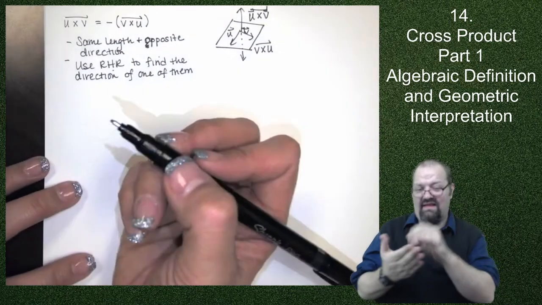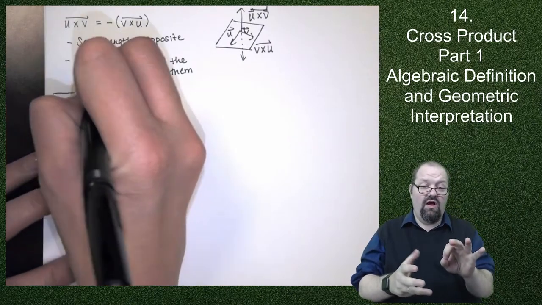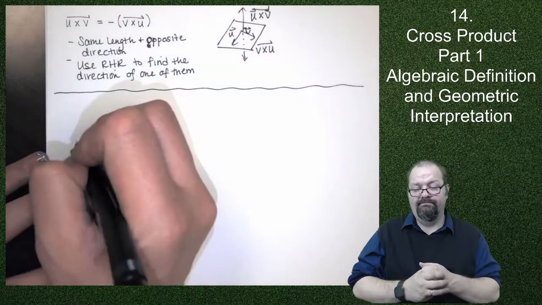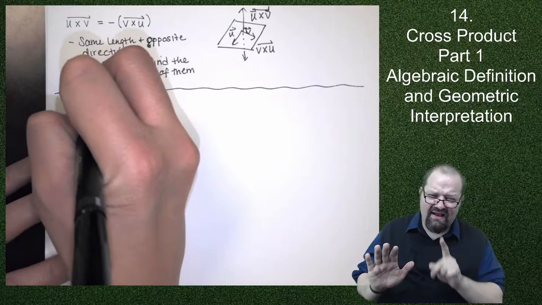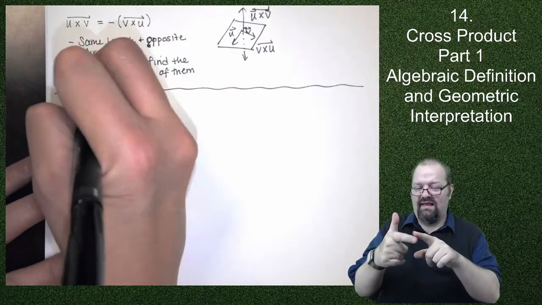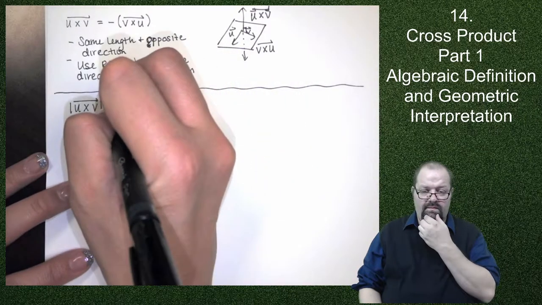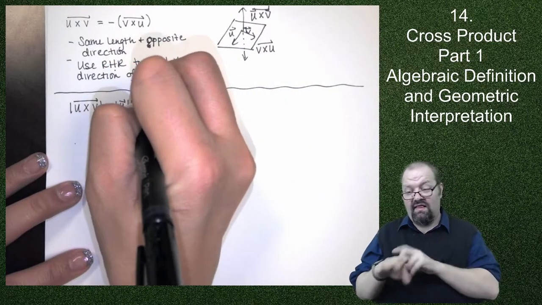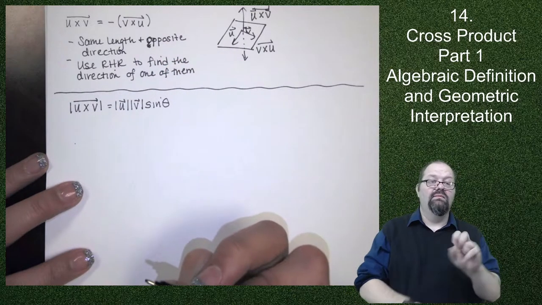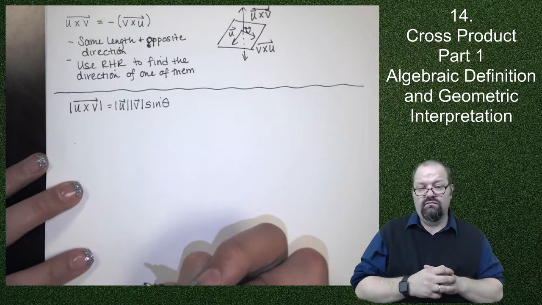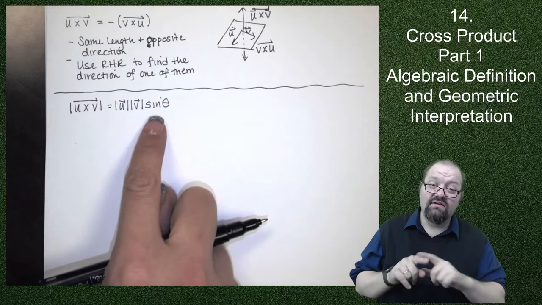Now there's also geometric significance behind the magnitude of the cross product. And it's helpful if I look at a picture. Well, actually, first I'll just give you the formula for the magnitude of the cross product. The magnitude of u cross v, or the length, if we're just thinking geometrically, turns out to be the length of u times the length of v times the sine of the angle between the two vectors. You might say, that looks an awful lot like the dot product, and it does, but dot product has a cosine, cross product has a sine.